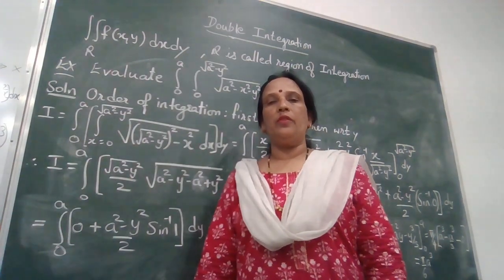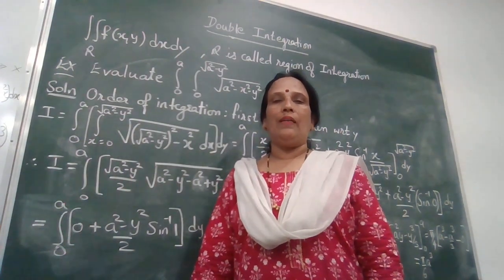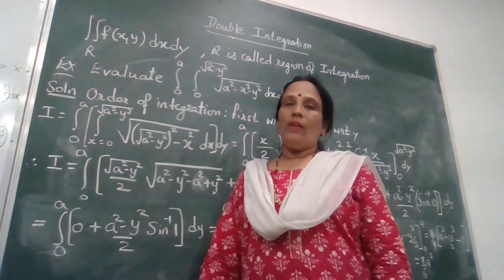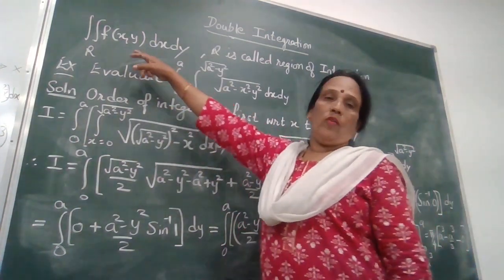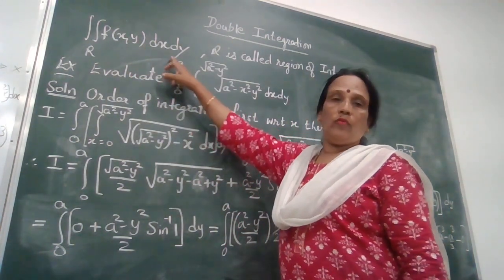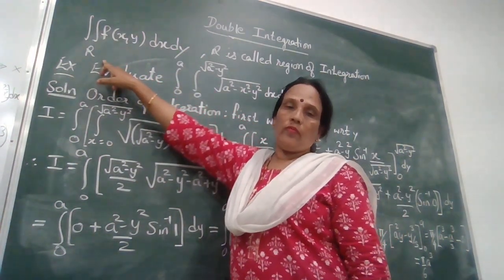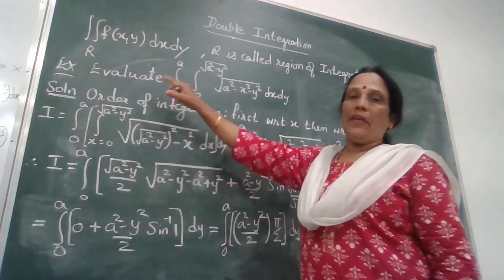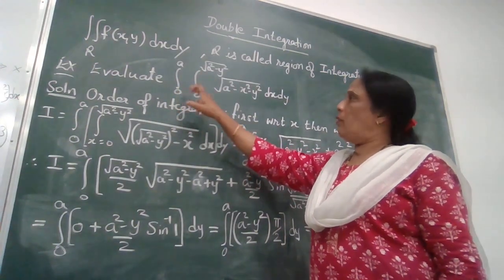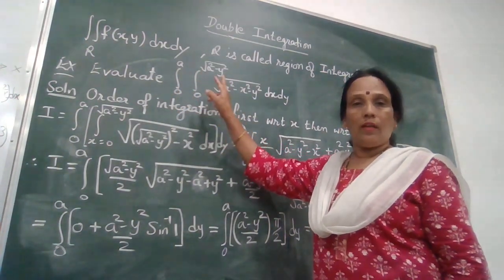It has the application in finding out area, mass, volume, etc. So let us consider here f of x, y is a function of two variables x and y. Here R denotes the region of integration. The first example that we take over here is the one in which the limits of integration are known.